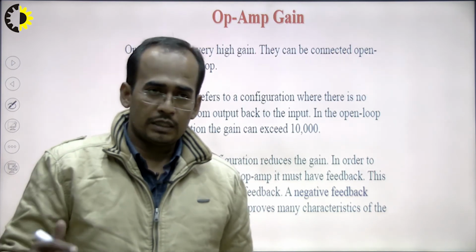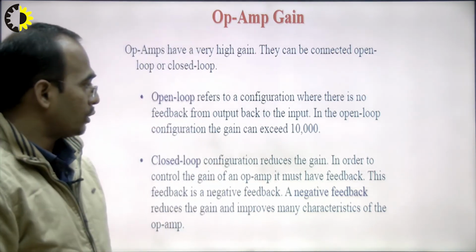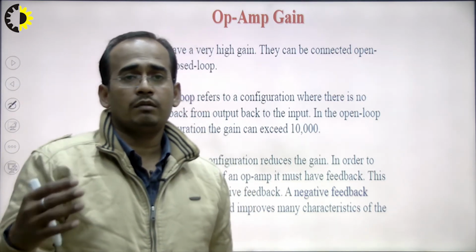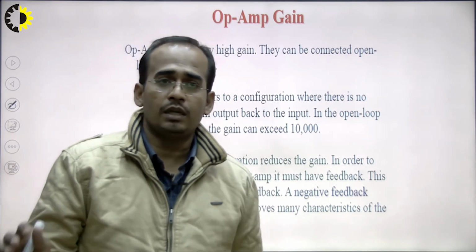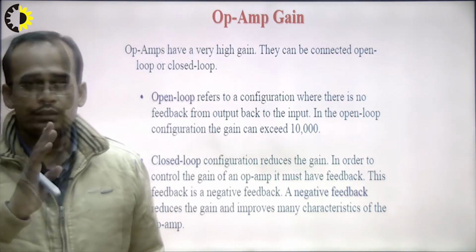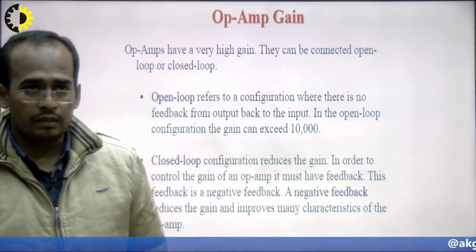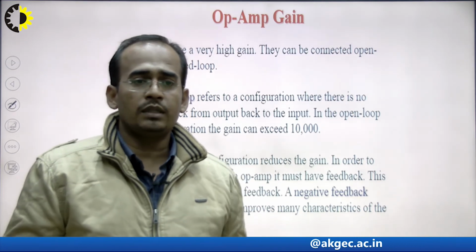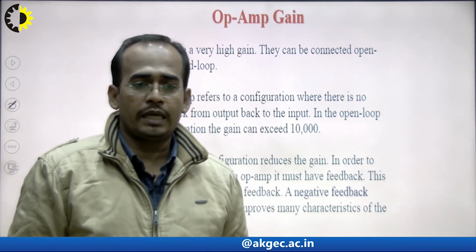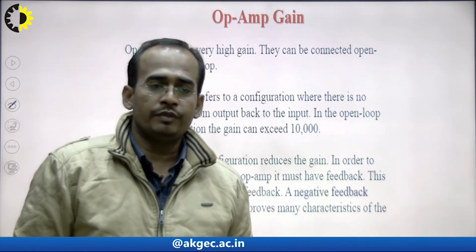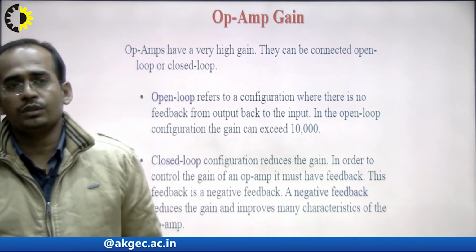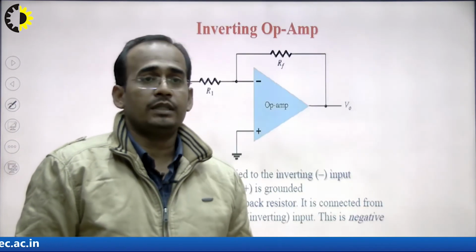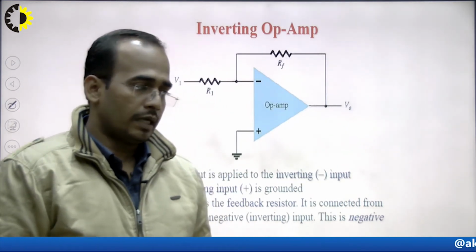So, there are basically open loop and closed loop. What is the difference between open loop and closed loop, and why are we using feedback in the operational amplifier? For stabilizing the gain we are using feedback, and there are two types of feedback, positive feedback and negative feedback. By using negative feedback, we can stabilize the gain and improve the characteristics of the operational amplifier. Therefore, we are using negative feedback and not positive feedback in the operational amplifier circuit. Now, come to the next circuit, that is the inverting amplifier.